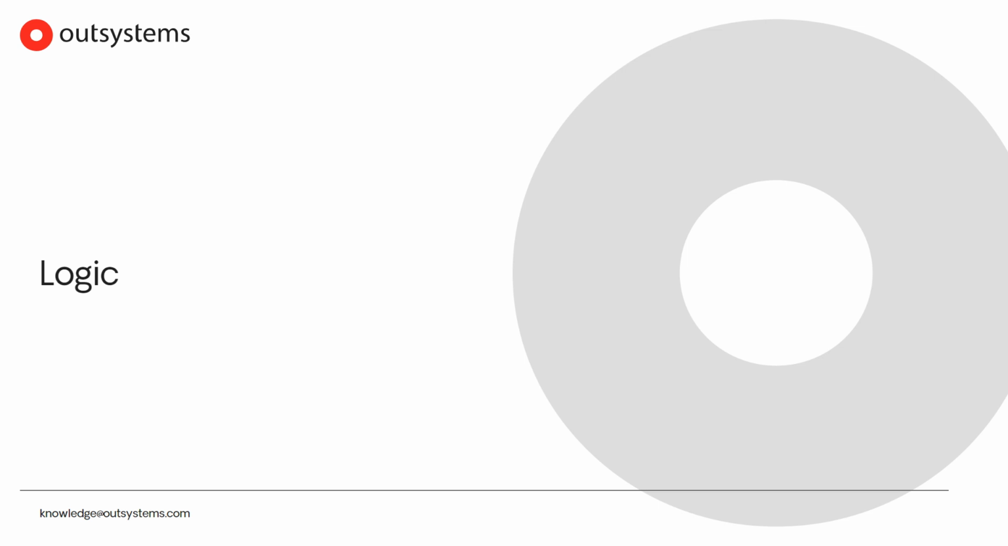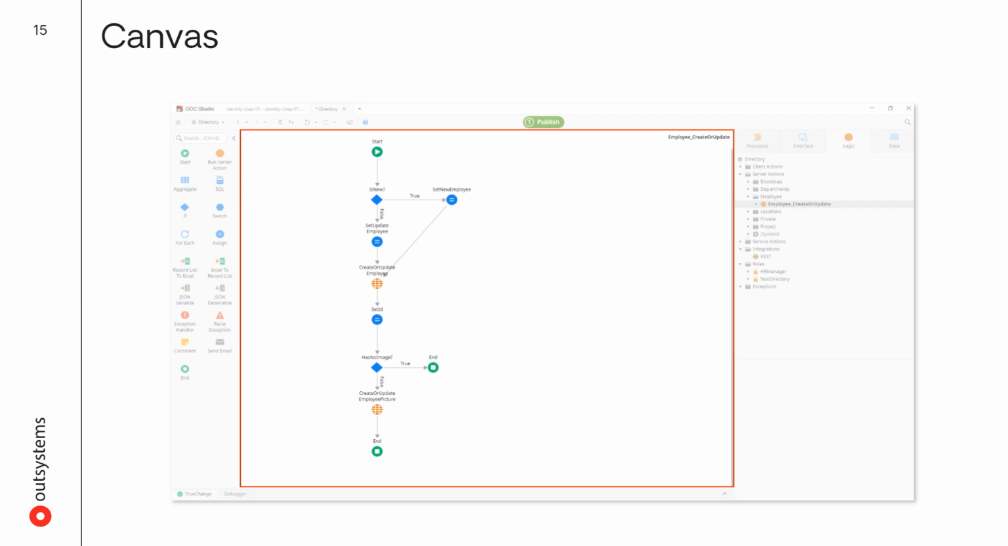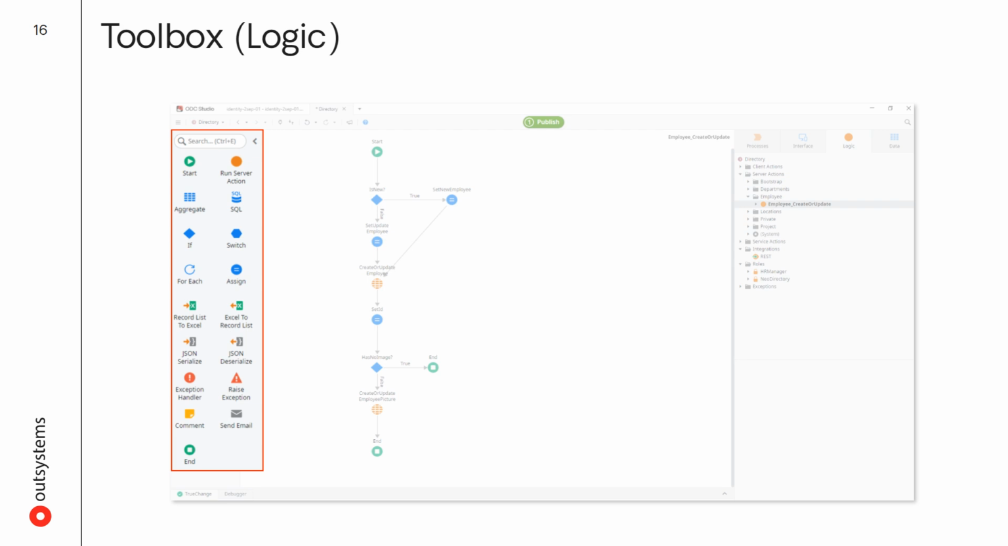Let's now take a look at the logic editor. Similar to what happens with the user interface, at the center we have the canvas area, that in the case of business logic displays a visual representation of your logic. The toolbox works the same way, but instead of showing widgets, it now shows the elements that can be used inside the logic flow, ranging from assignments for each loop to database queries, and so on.